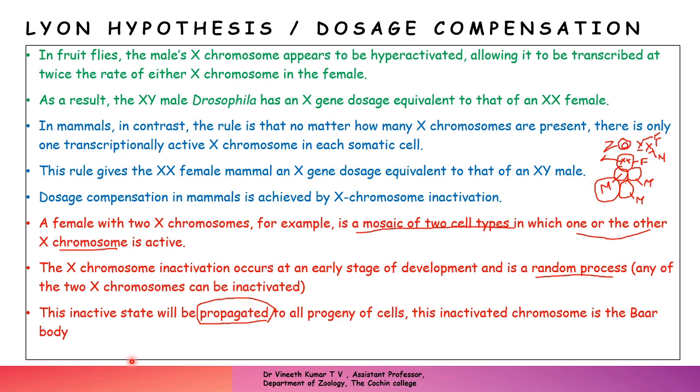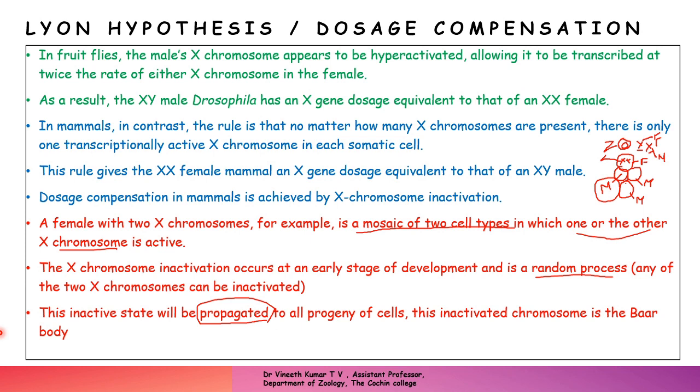After the inactivation, this inactive state will be propagated. If in one cell the maternal X is inactivated, the progeny of those cells will have maternal inactivation. In another cell, if the paternal X chromosome is inactivated, the progeny of those cells will have paternal inactivation. So the inactive state is propagated to all the progeny of the cell, and this inactivated chromosome is referred to as the Barr body.